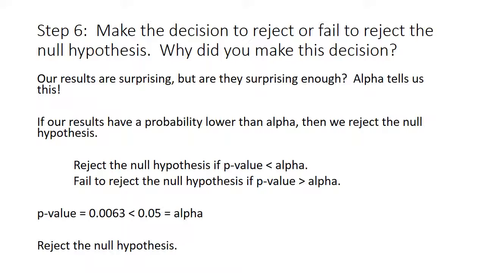Our p-value of 0.0063 is less than our alpha of 0.05. We reject the null hypothesis. Our result, a proportion of 0.231, is low enough if the true proportion is 0.3 that it's just too unlikely. This is freakishly unusual. We don't think the null hypothesis is correct. We reject it.